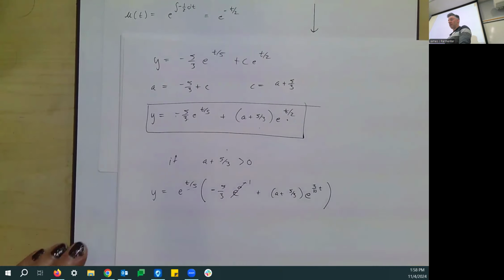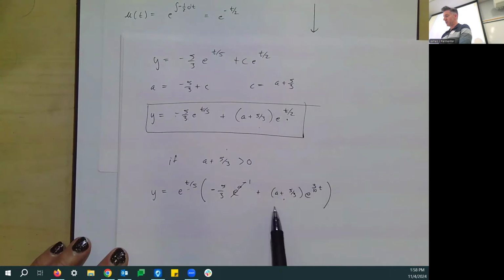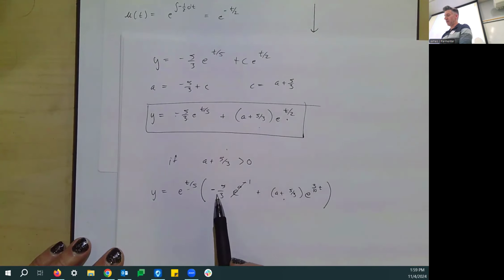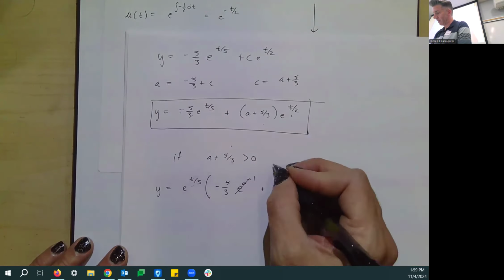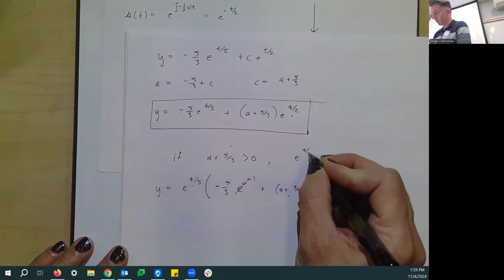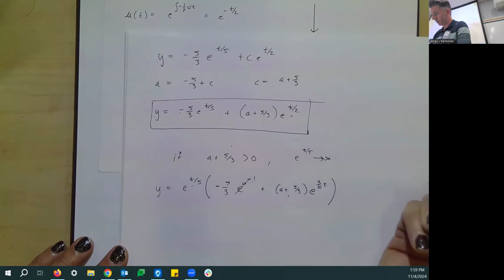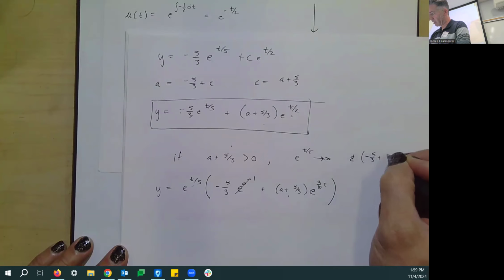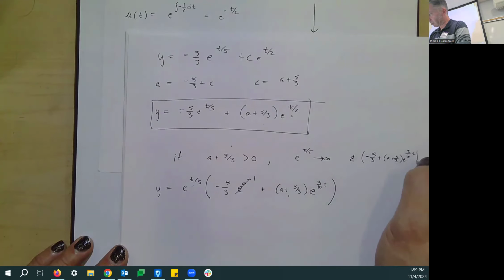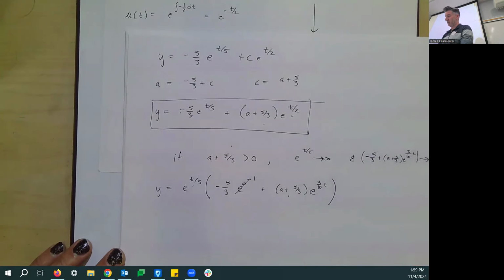So now I believe it's easier to see that if this is positive, then this whole thing is going to go to positive infinity. So if this is positive, then e to the t over 5 goes to infinity, of course. And the other factor, -5/3 plus (a plus 5/3) times e to the 3/10 t, also goes to infinity. And infinity times infinity is infinity.